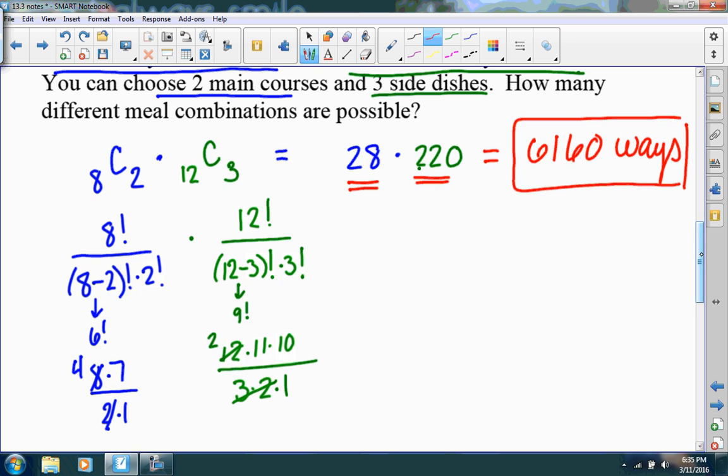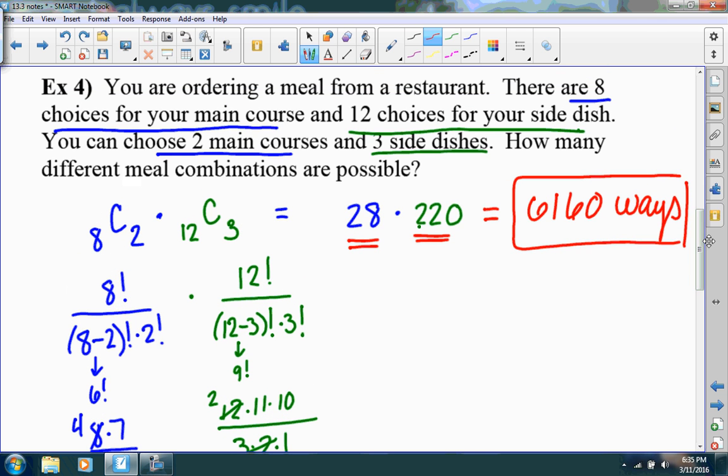So here, if you're choosing a main course, it might be prime rib or chicken. If you select prime rib and chicken and somebody else selects chicken and prime rib, that's the same thing. It's the same 2 meal options. So again, we're getting rid of all that overlap here.